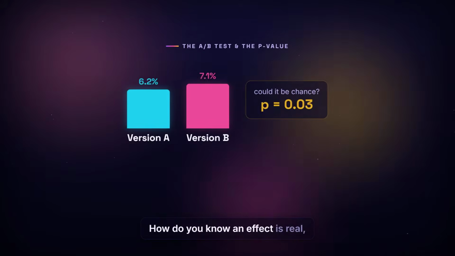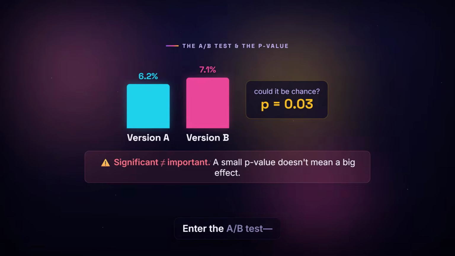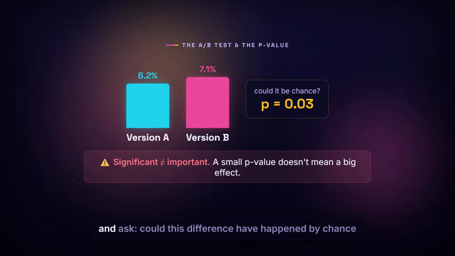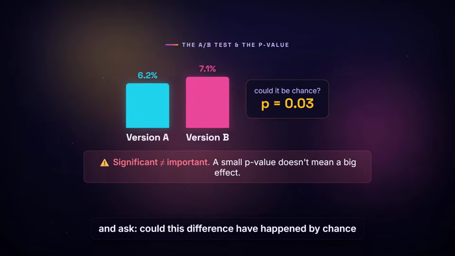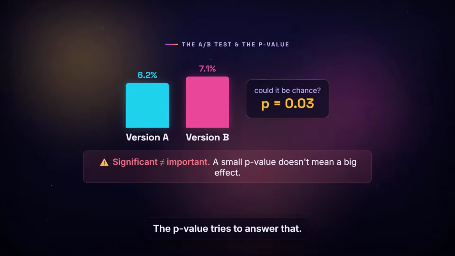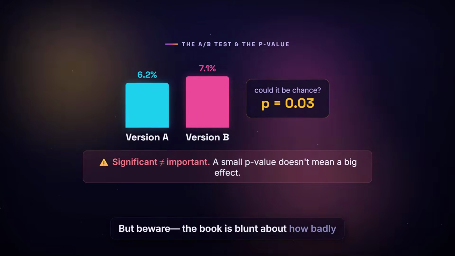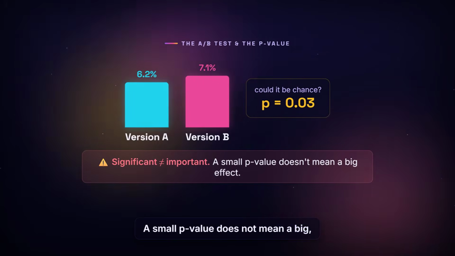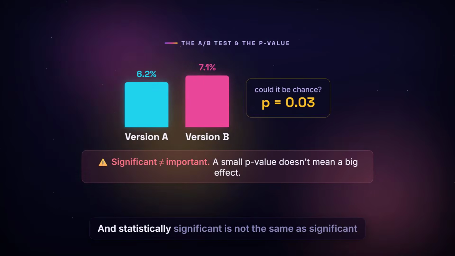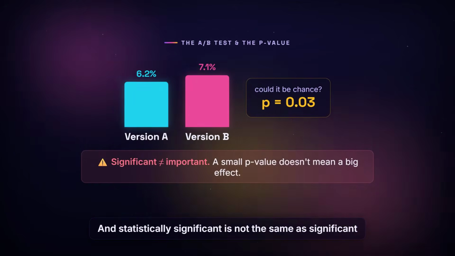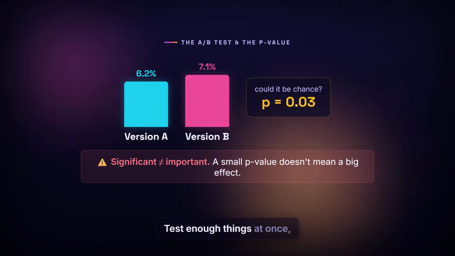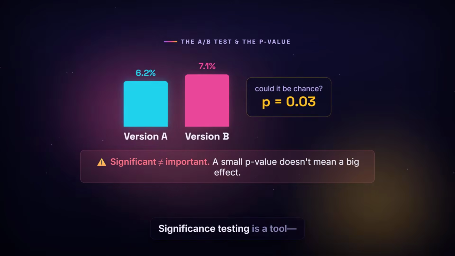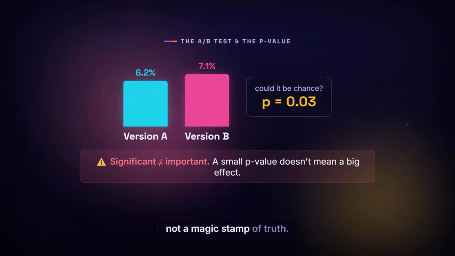How do you know an effect is real and not just luck? Enter the A/B test, the workhorse of the data-driven world. You compare 2 versions and ask, could this difference have happened by chance alone? The p-value tries to answer that, but beware. The book is blunt about how badly p-values get misused. A small p-value does not mean a big or important effect, and statistically significant is not the same as significant in real life. Test enough things at once and some will look impressive purely by accident. Significance testing is a tool, not a magic stamp of truth.